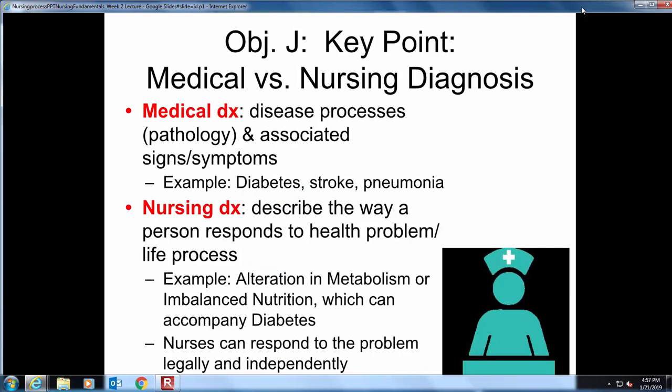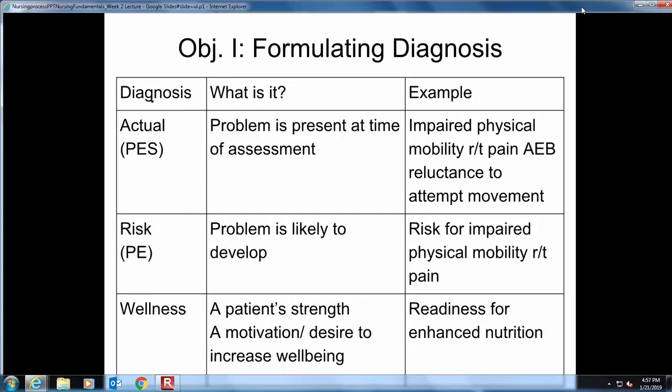Well, medical diagnoses relate to the disease processes and their pathology. It's outside of a nurse's scope of practice to form a medical diagnosis. Nursing diagnoses describe how a person responds to their health problem or life process. This does fall within the nursing scope of practice. There are three types of nursing diagnosis.